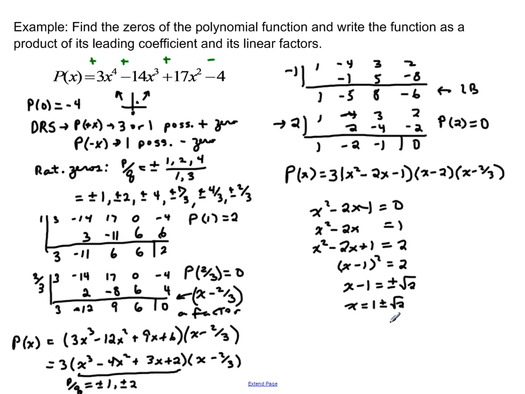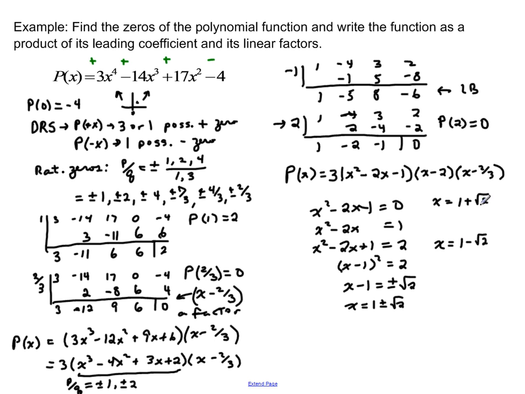So in fact, we have 2 more zeros. Our zeros are x equals 1 plus the square root of 2. That's a positive real number, right? 1 plus 1.4142 something or other. And x equals 1 minus the square root of 2. And there's our negative number right here. 1 minus 1.4 something is less than 0. So that's a negative real 0.